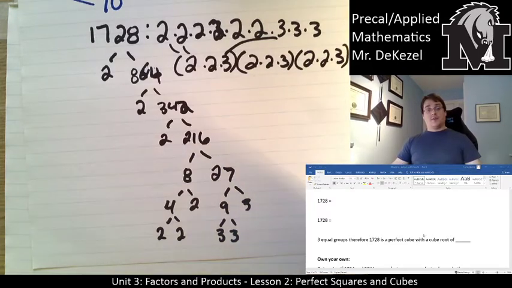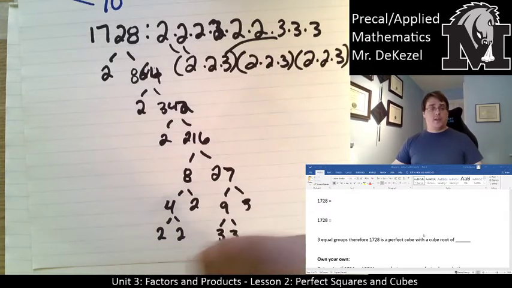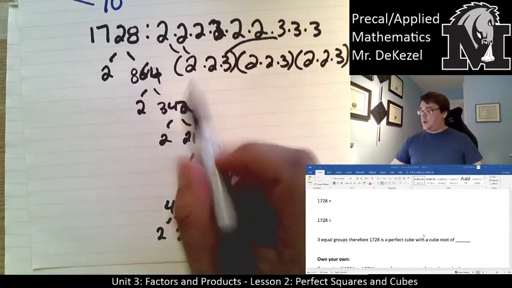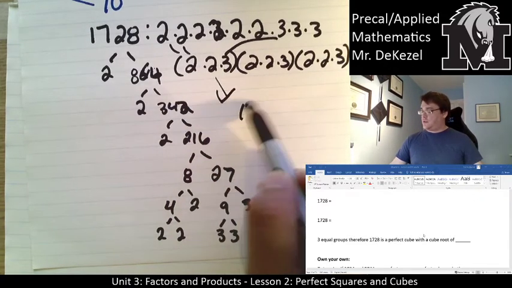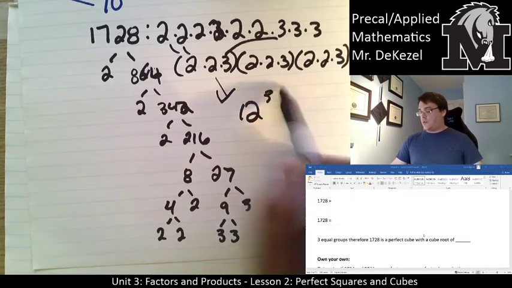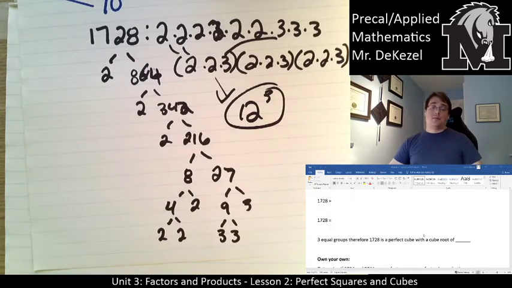So that means that it's a perfect cube, but what number is it? When cubed gives us 1728. Well, 2 times 2 is 4 times 3 is 12. So that means 12 cubed would be the number. 12 cubed gets us 1728.